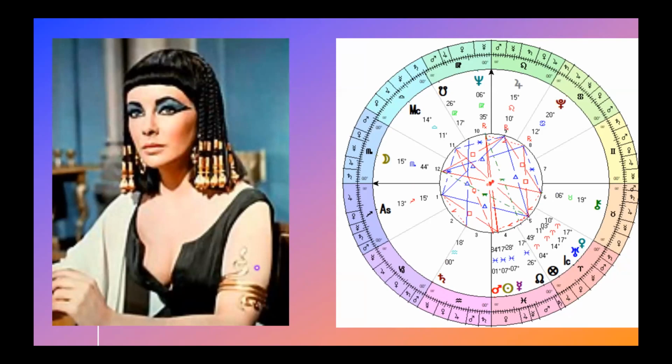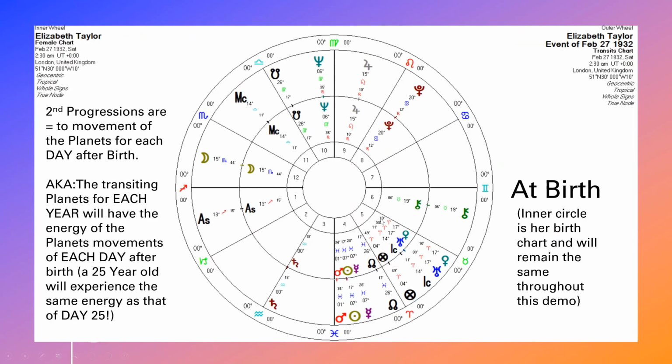So secondary progressions are equal to the movement of the planets for each day after birth. This is why I typically tell anybody who has had a kid recently to write down every day how they're interpreting the energies, because they're going to face those same energies later on in their life. The transiting planets for each year will have the energy of the planets' movements of each day after birth. So a 25-year-old is going to experience the same energy as day 25 of their life.